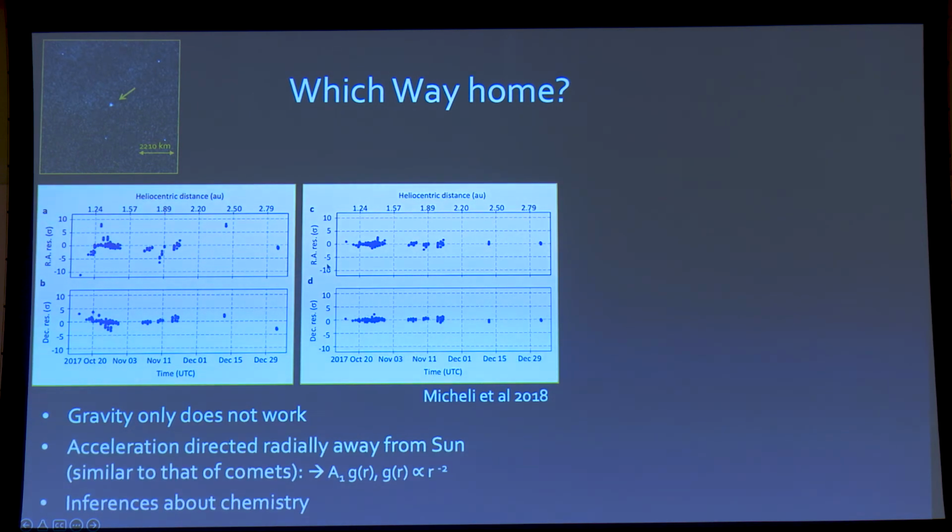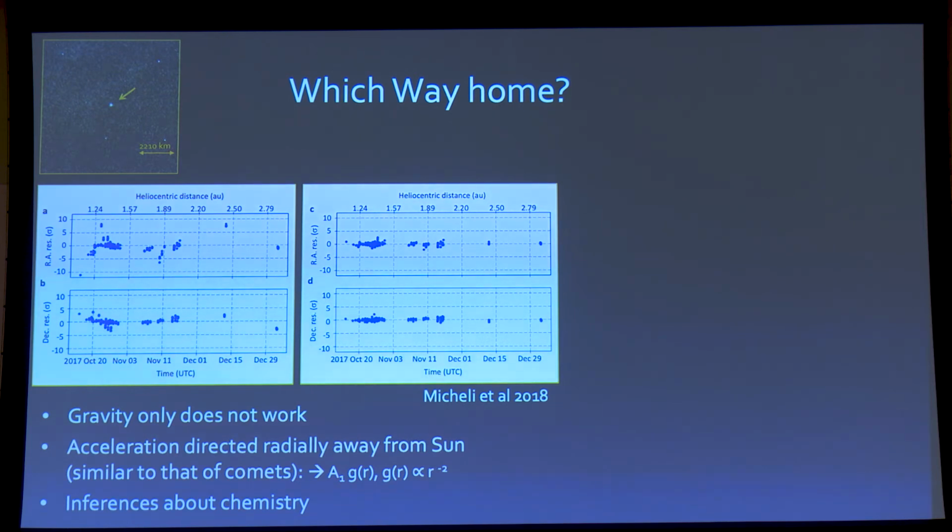However, once you introduce an acceleration that varies as 1 over r squared, the residuals go away. So this thing was accelerating. The level of acceleration was completely consistent with what we normally see with comets, cometary outgassing. Yet, no gas was detected.